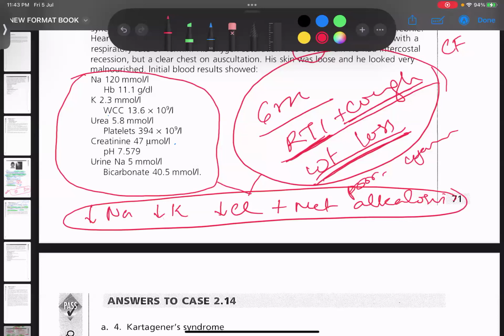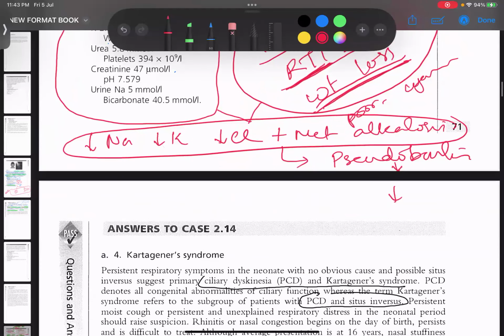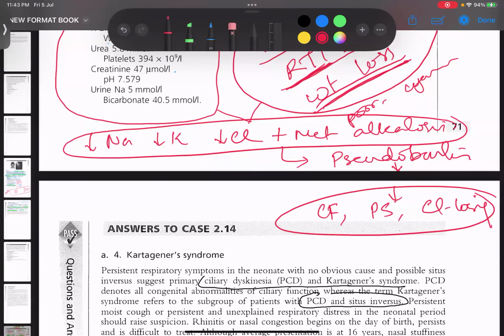This is seen in which syndrome? Pseudo-Bartter syndrome. So pseudo-Bartter syndrome, usually what are the pseudo-Bartter syndromes? Cystic fibrosis, pyloric stenosis, and congenital chloride losing diarrhea. These three belong to pseudo-Bartter syndrome.